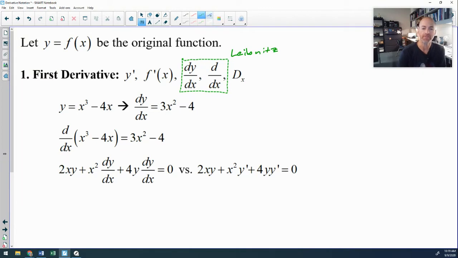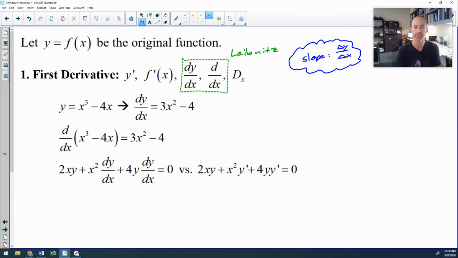The reason I love Leibniz notation is because it really does look like the formula for slope, which is a change in y over a change in x. And if you look at his notation, he used a dy dx, and that literally is representing the change in y over change in x. So the derivative, which references slope, that dy dx notation screams slope to me. And I want to talk about the differences in those two notations.